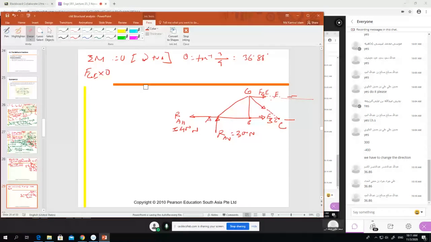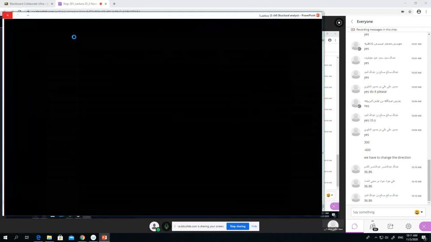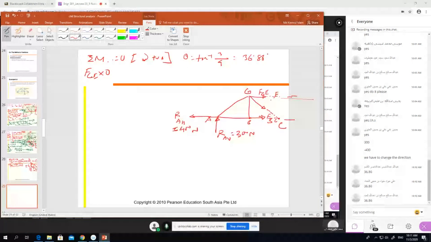Instead, we will take the moment at C. If we take the C point, BC into 0, because it is going through the C point. Then GC also goes through the C point, so that is also 0, so we cancel it out, right?